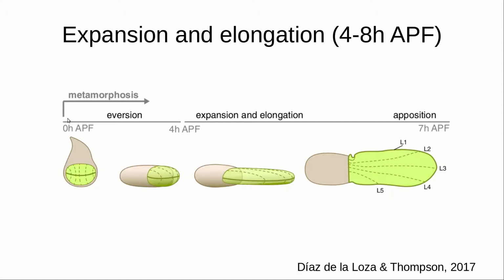Eversion takes place between the moment of the pupae and 4 hours after pupae. And afterwards, the dorsal and the ventral epithelium are in contact with each other, and the wing is an epithelium with 2 layers that starts elongating and increasingly having a shape that resembles the adult wing shape. So this growing process takes place between 4 and 8 hours after pupae, more or less.